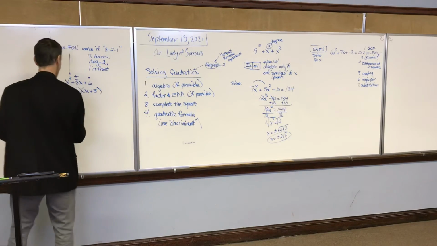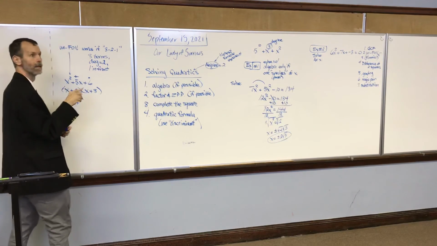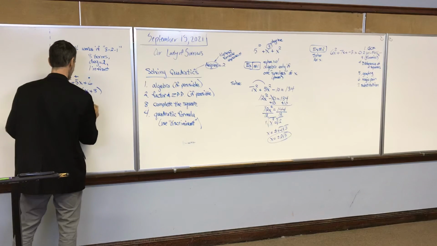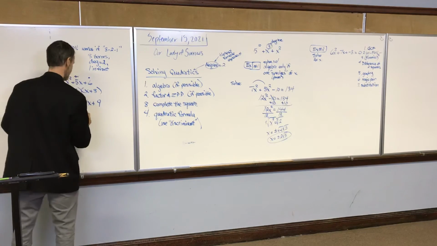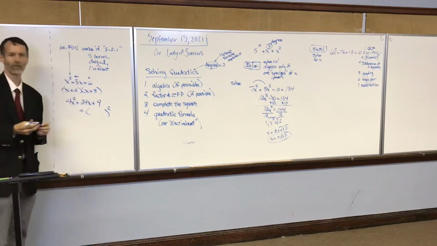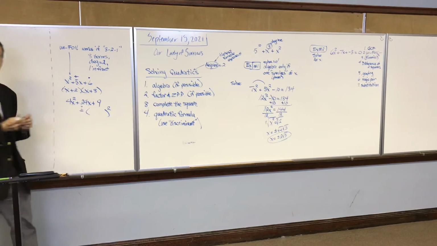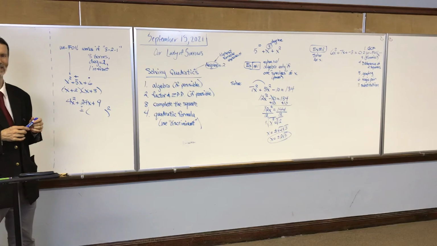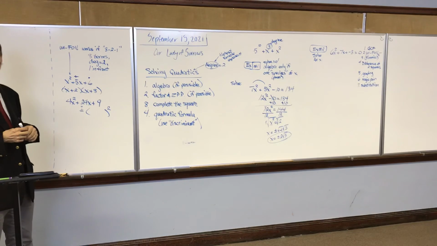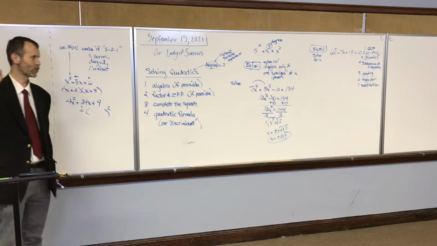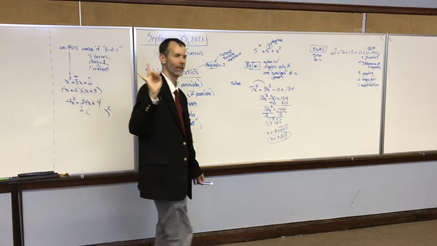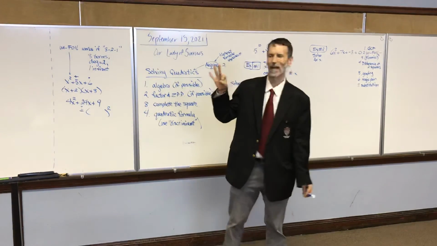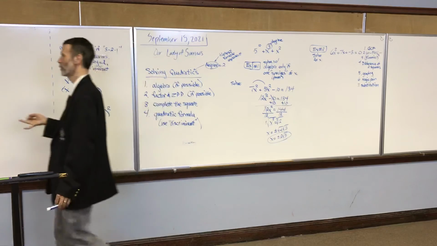For example, 4x squared plus 24x plus 9. Can somebody tell me if this is a binomial squared? If so, what? If not, why not? Nick. What are the 3 rules for binomial? It's square the first, double the product, square the last.